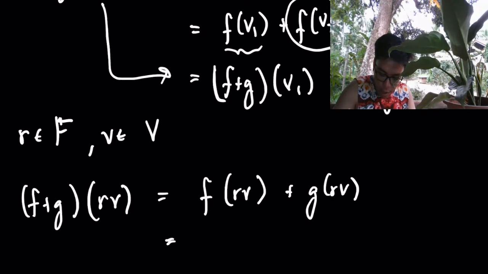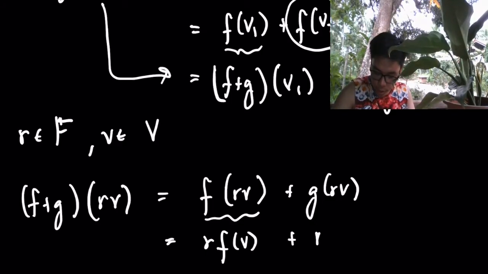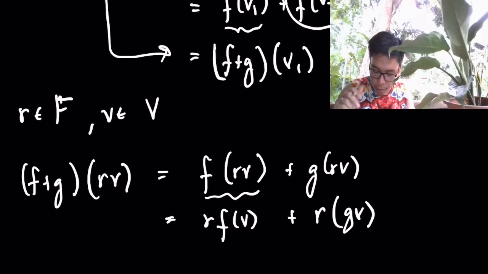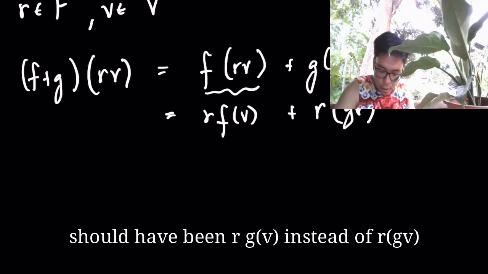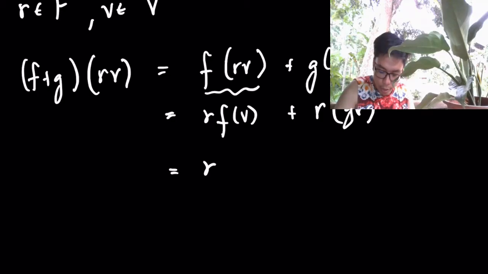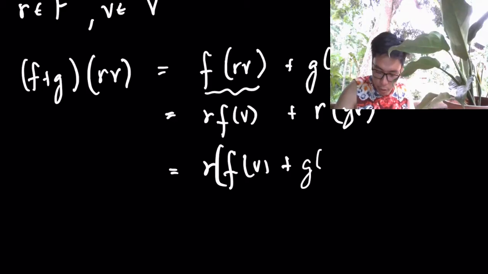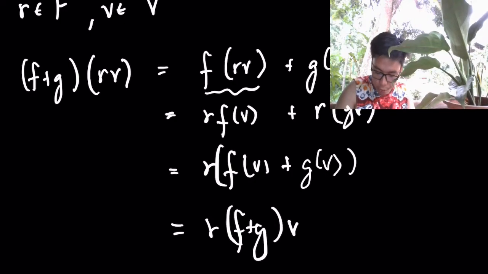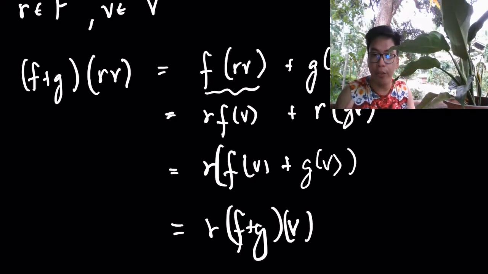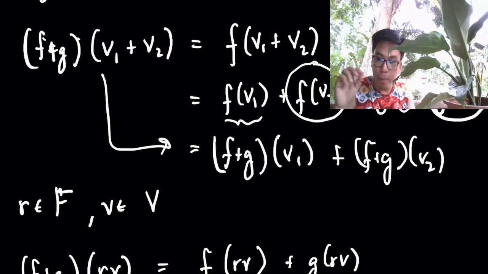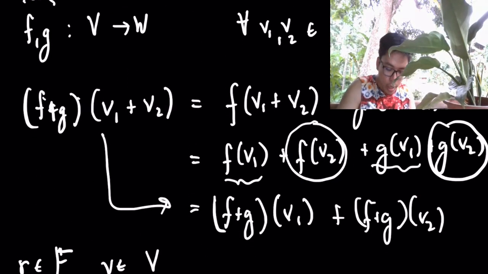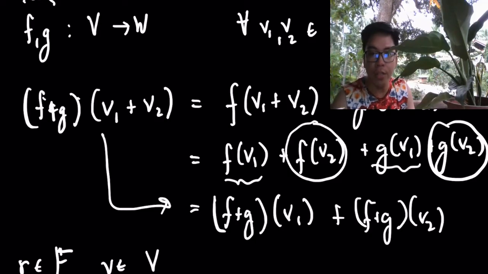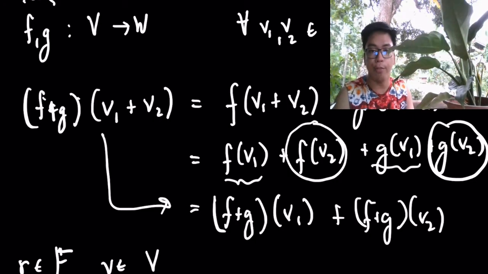So this is actually r f of v, since f here is a linear transformation, and this is r g of v because g here is a linear transformation. Since r is a scalar, I can extract r from there, and I would get f of v plus g of v. And so I would get finally (f plus g) of v. So condition 2 of being a linear transformation here is satisfied, which is the moral of this discussion: the sum of two linear transformations is actually a linear transformation.